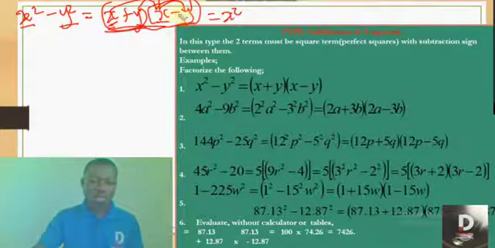X times y, remember, it's negative. X times negative y is negative xy. Negative and positive meet, you choose the negative. Then we are done with that.